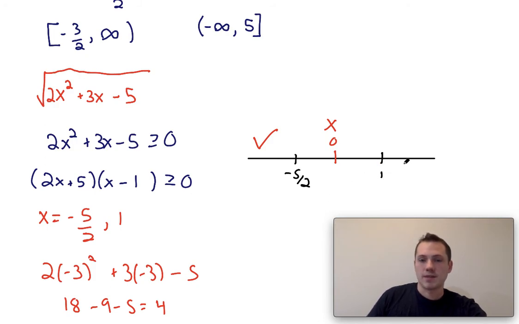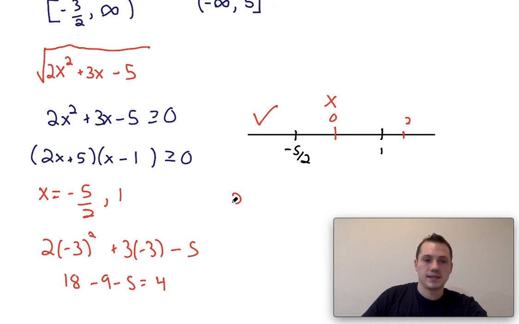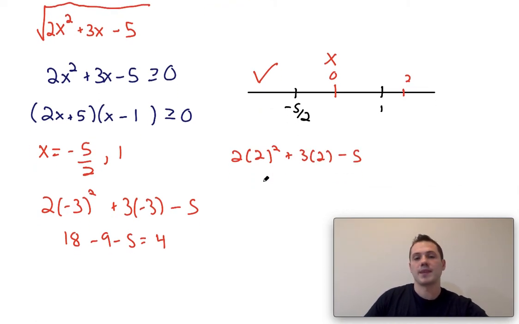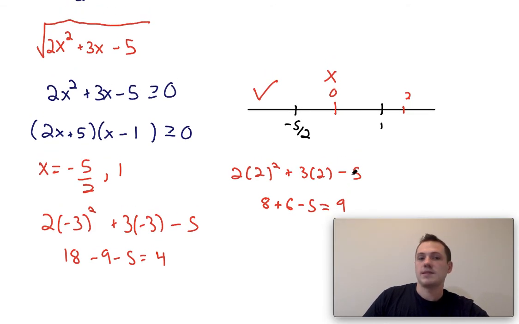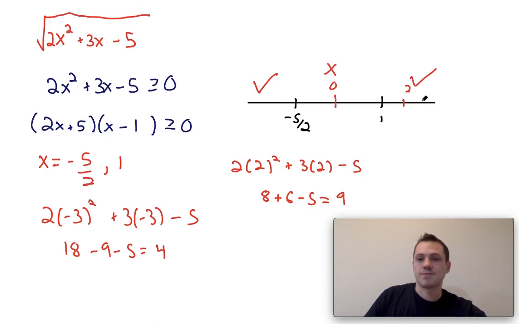Next, I'm going to go ahead and put the number 2 in. So if I put 2 in for x, I'm going to have 2 times 2 squared plus 3 times 2 minus 5. 2 squared is 4, times 2 is 8, plus 6 minus 5. Well, that's going to give me 14 minus 5, that's going to be 9, which is definitely greater than or equal to 0. So I'm going to go ahead and put a check mark in this region.